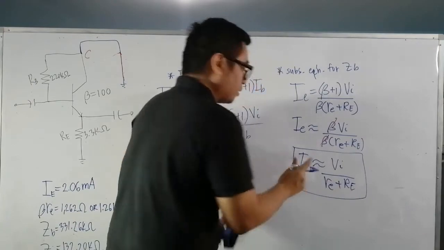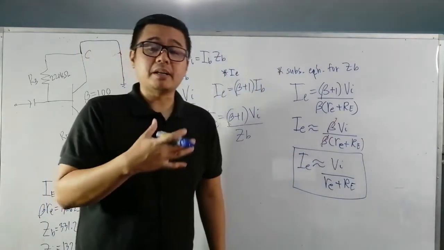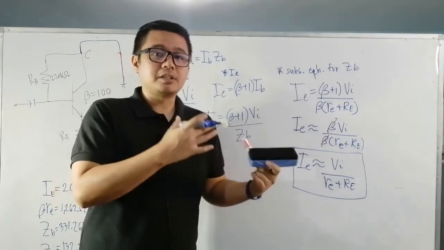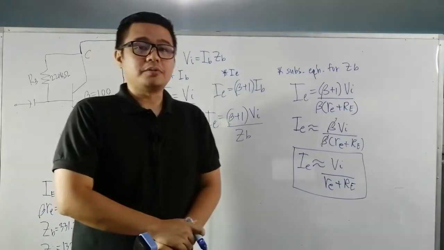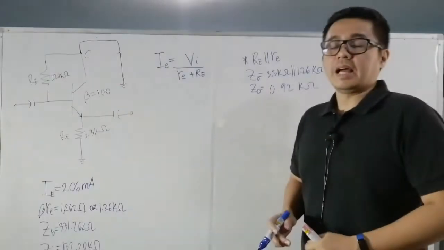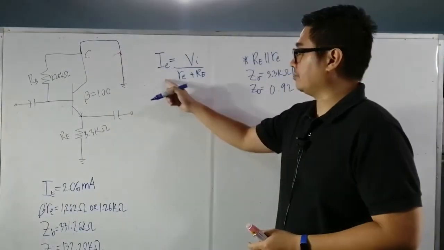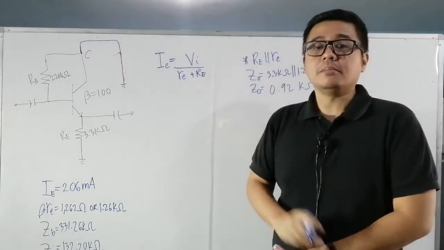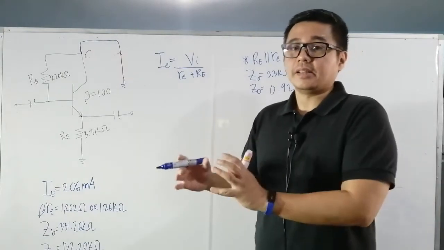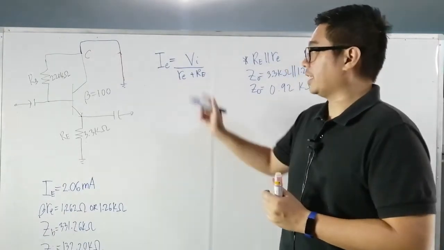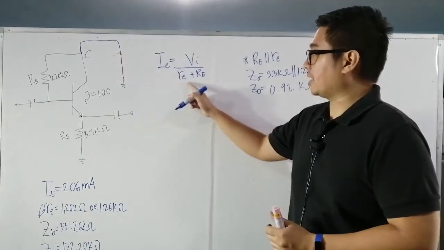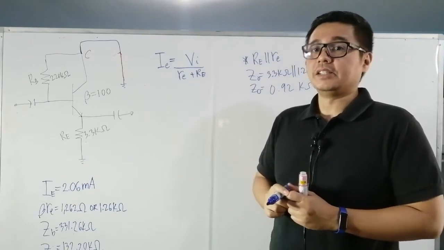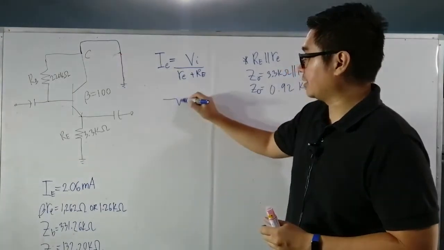This will be our working equation para ma-derive natin yung panibagong circuit equivalent derived from the r sub e model of the common collector configuration. Now that we have derived the equation I sub E equals V sub I over r sub e plus R sub E, pwede na natin itong i-translate into an equivalent circuit. Tignan natin yung equation. Yung r sub e plus R sub E, it implies na nakaseries yung dalawang resistor na yon. So, we can draw it in this manner.